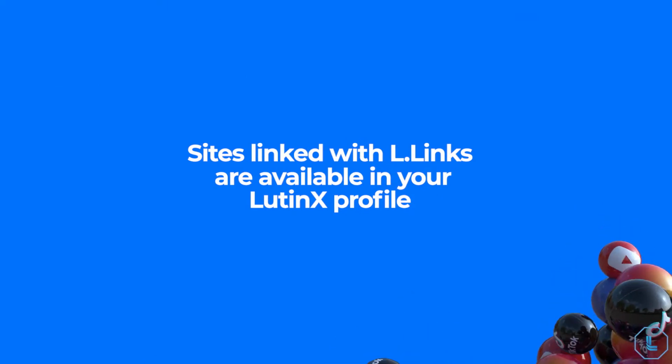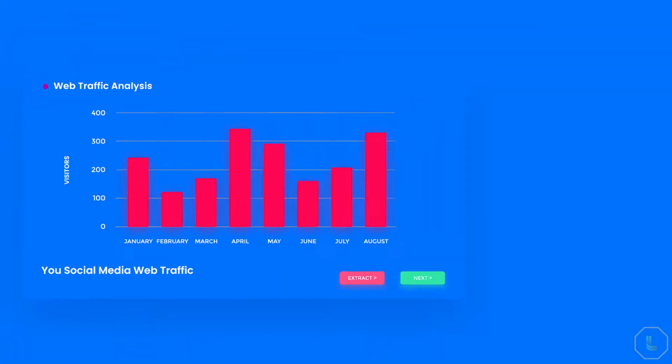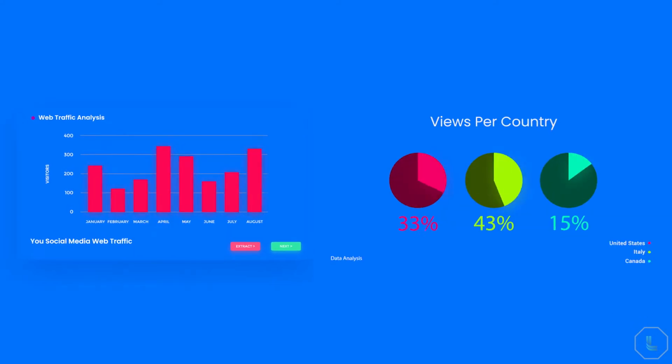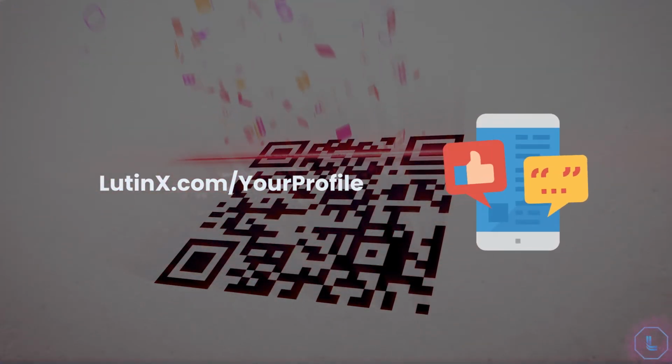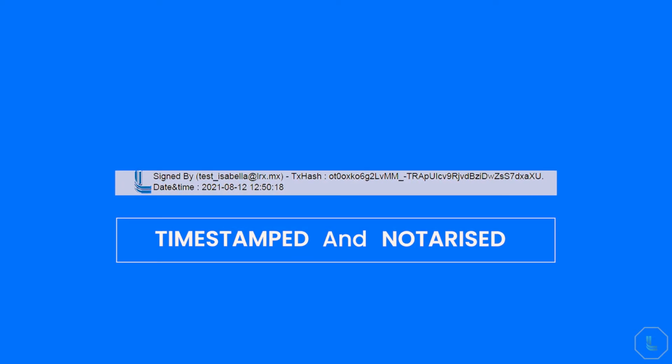Sites linked with L.Links are available in your LutinX profile, and you can analyze web traffic by country and month. You can share your unique link through QR code, via direct link, and on social media, but more critically, every result is timestamped and notarized.